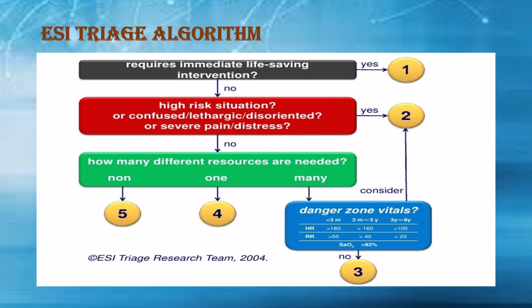And for 3 years to 8 years, HR is more than 100, RR is more than 20, and saturation is less than 92%, he is also a candidate for level 3. When only one of the resources is being used, we will discuss the resources, then that is level 4. When none of the resources are being used but the patient needs to be here for observation, it is level 5.